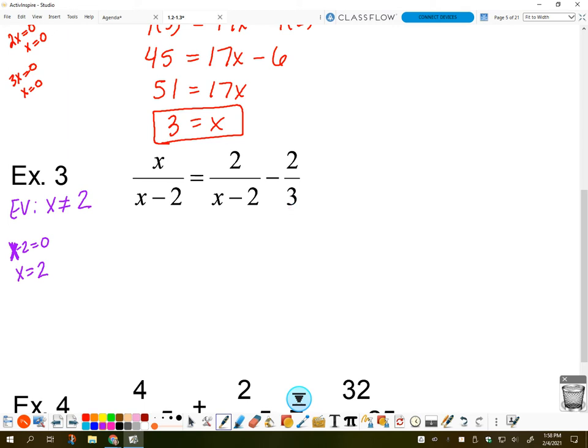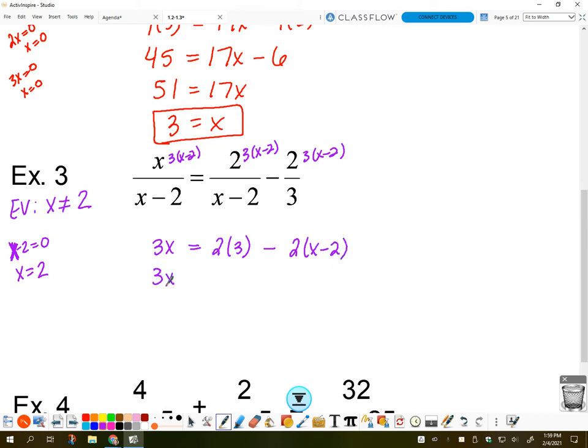Alright, so common denominator. You have x minus 2 and you have 30. That's your common denominator. So we're going to multiply by 30 times x minus 2 to each piece of the puzzle. X minus 2's cancel, you have 3x. X minus 2's cancel, you have 2 times 3. The 30's cancel, so you have 2 times x minus 2.